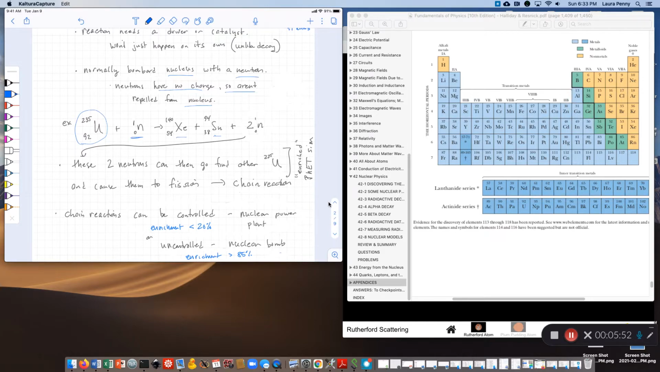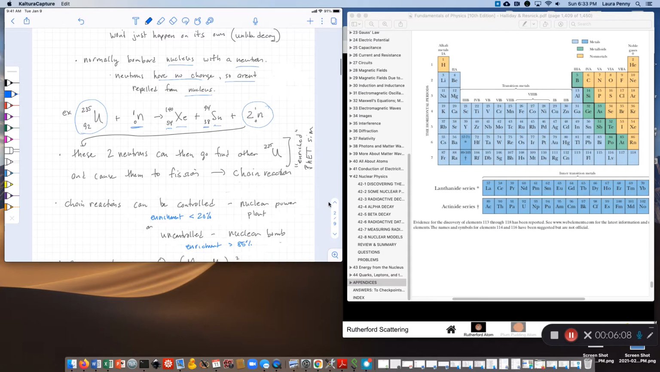And again, we can see here, these are both big nuclei. It's not an alpha particle and something else that's much, much bigger. We have two fairly sized nuclei. And what's interesting is that what also comes out of this reaction are two more neutrons. Those two neutrons are now free to go and find two more uranium-235 nuclei. And so we can cause those to fission, and we can cause a chain reaction.